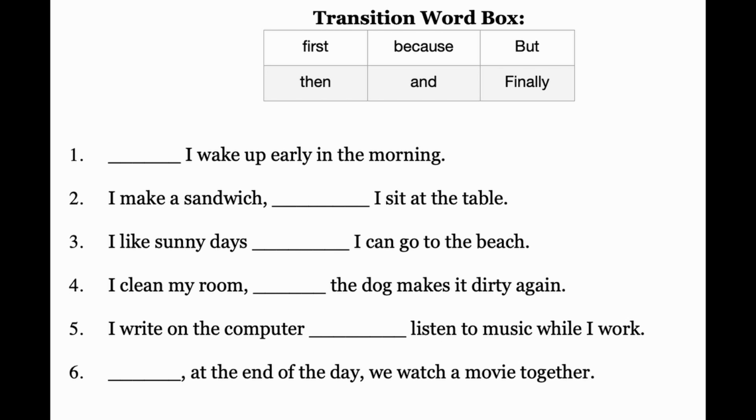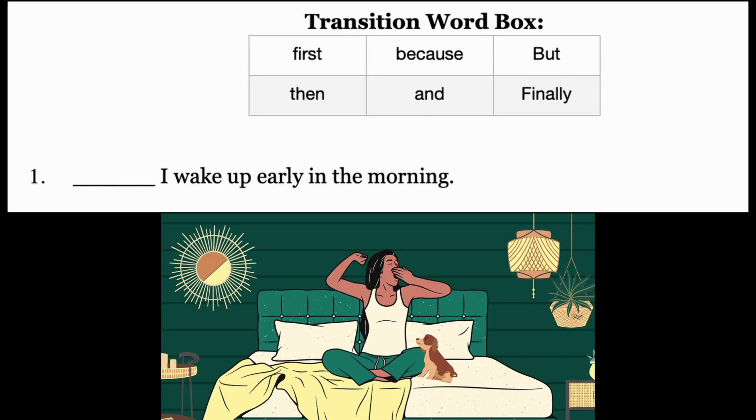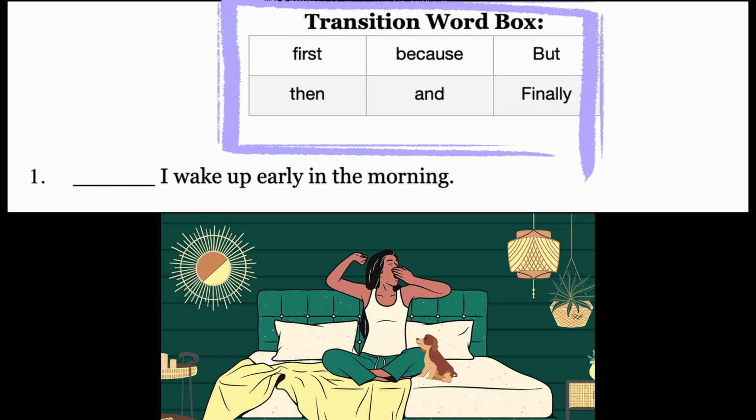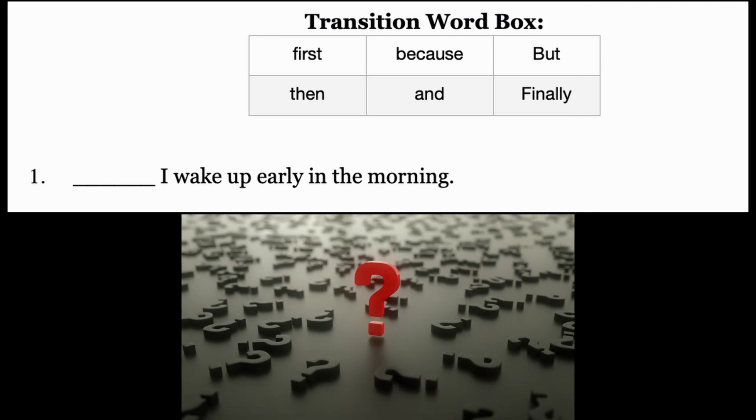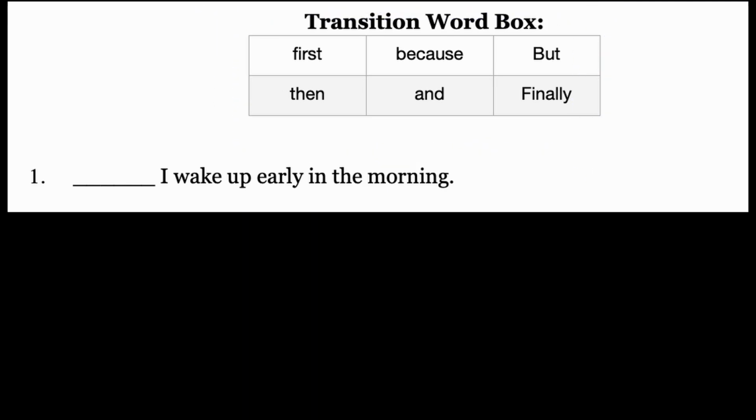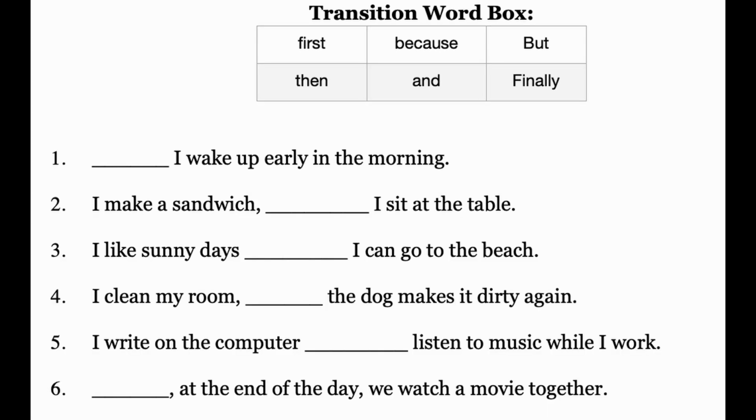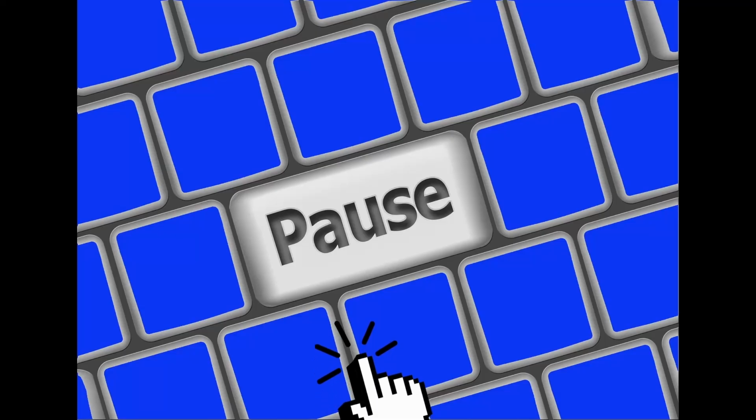Let's do the first one together. It says, blank, I wake up early in the morning. Looking at the words in the word box, which do you think best completes this sentence? Most people wake up in the morning, and that's the very first thing they do. So, first would best complete the sentence. Good. Now, pause the video and fill in numbers 2 through 6 on your own.